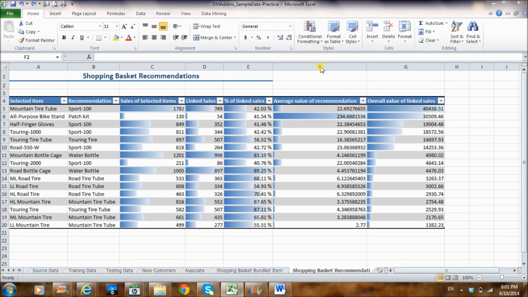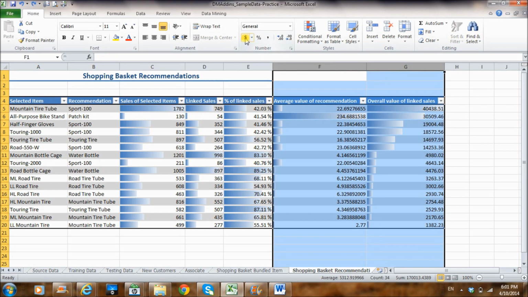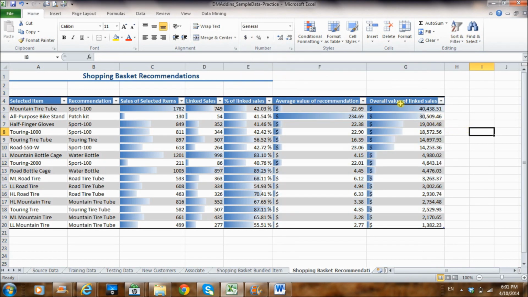Alright, so let's look at these two columns, column F and column G. Let's look at G first. Before that, let's make some formatting. Okay, that will be easier. Alright, so the column G, what that means is these are $40,438 dollars. That is the product of the price of Sport 100 multiplied by the number of sales, like 749.